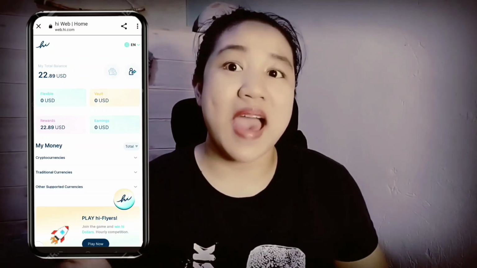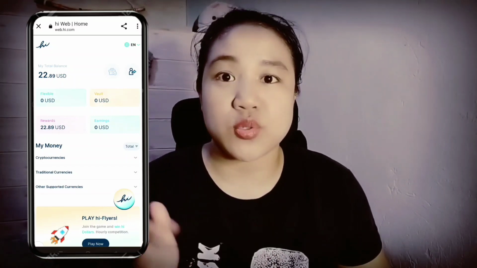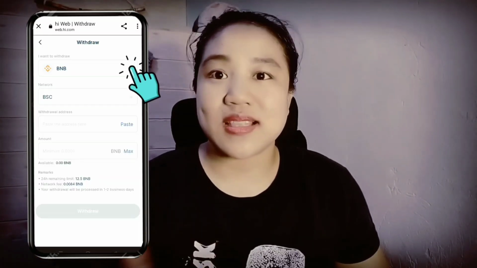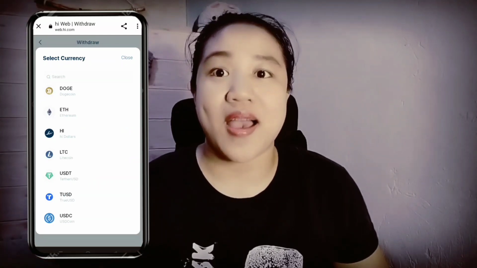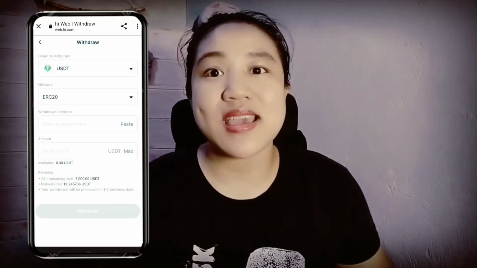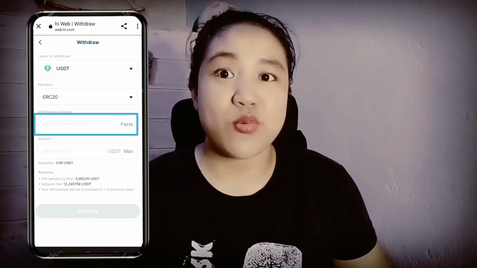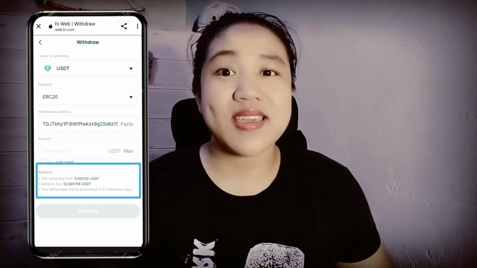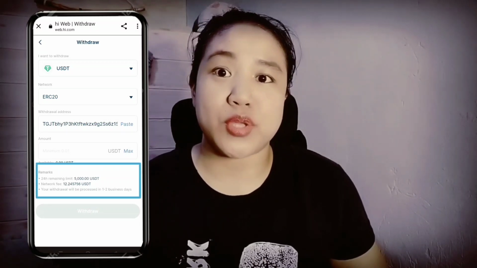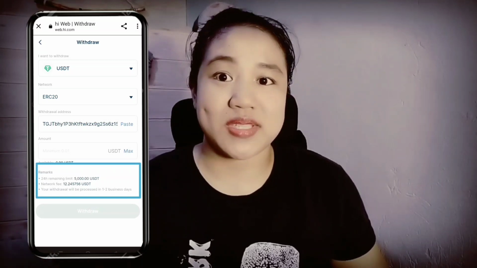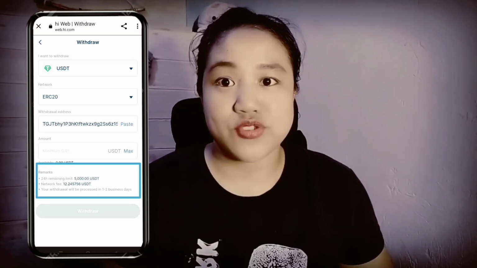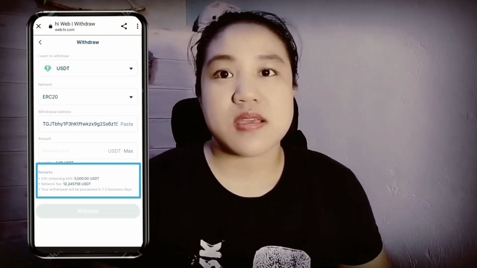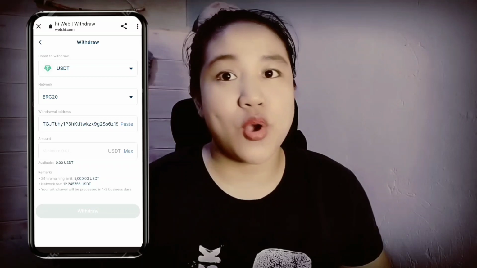Now let's assume I have a balance on my flexible account that I want to withdraw. I will tap the high icon and tap withdraw. I will select the currency I want to withdraw from high. I will choose USDT, then I will be pasting my USDT wallet here and enter the amount I want to withdraw. You can see here the network fee that will be deducted from you and the estimated time you will receive your crypto. If I select withdraw, I will receive my USDT within 1 to 2 business days. Unfortunately, I can no longer go beyond that.